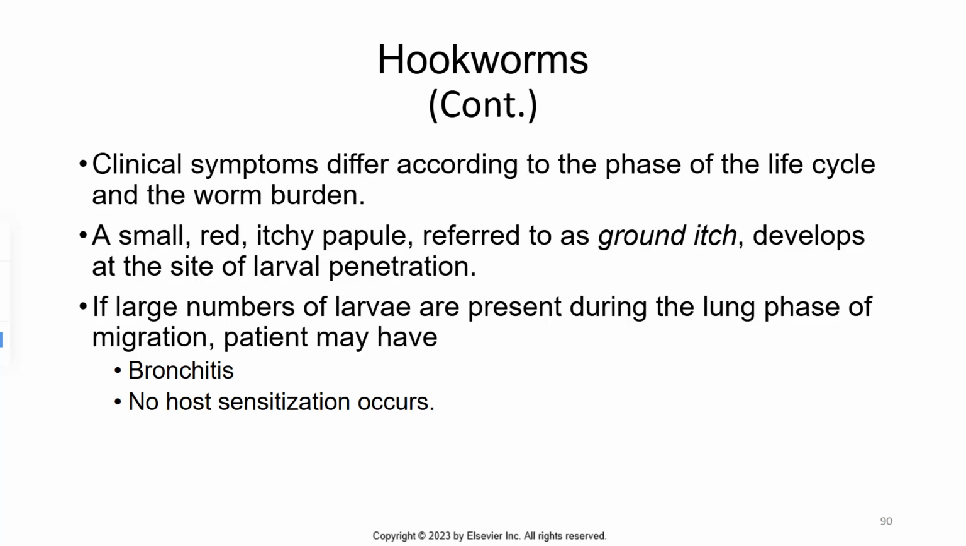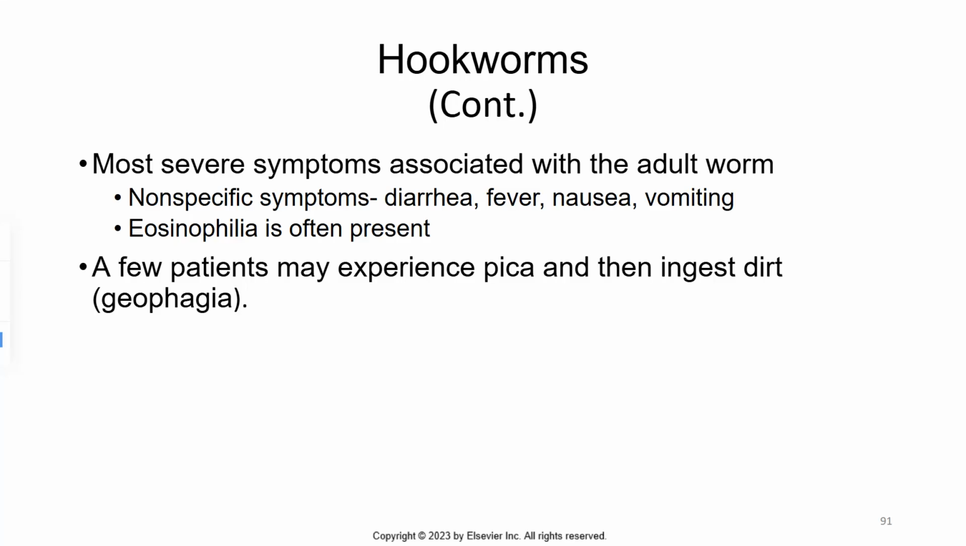Clinical symptoms differ according to the phase of the life cycle and the worm burden. A small red itchy papule, known as ground itch, develops at the site of larval penetration. If large numbers of larvae are present during the lung phase of migration, the patient may have bronchitis, or no host sensitization occurs. Most severe symptoms are associated with the adult worm. Nonspecific symptoms would be diarrhea, fever, nausea, vomiting. Eosinophilia is often present. A few patients may experience pica and ingest dirt, geophagia.